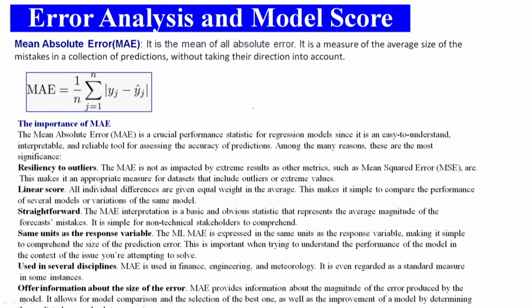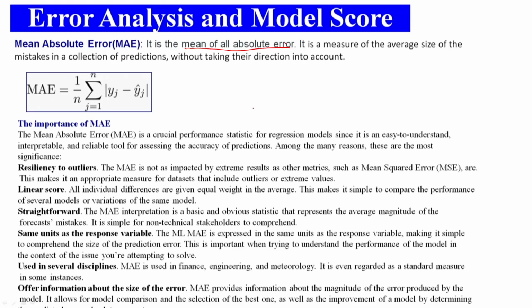It is 1 by n summation j goes from 1 to n of y j minus y j hat. Okay. So, y j is the actual value, and y j hat is the prediction of the model. Its detailed things are written here. So, you can go through it in your spare time, and it is basically a crucial performance parameter. It is easy to understand, interpretable, reliable, and it is basically the mean of all absolute errors. This you should understand: it is the mean of all absolute errors.